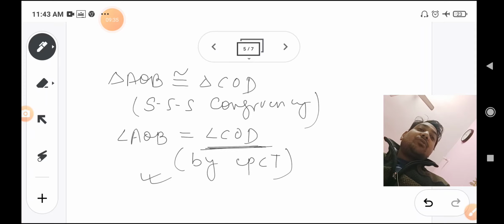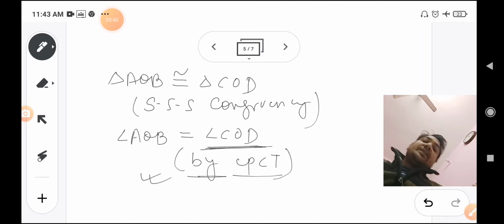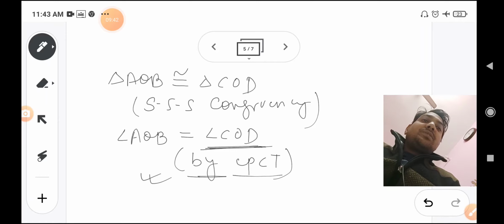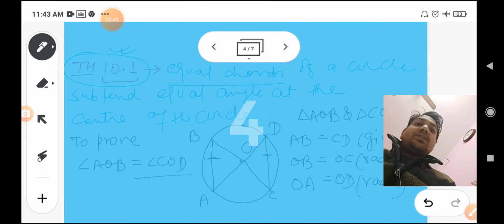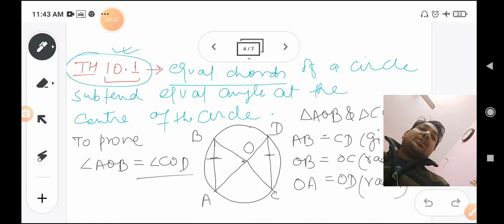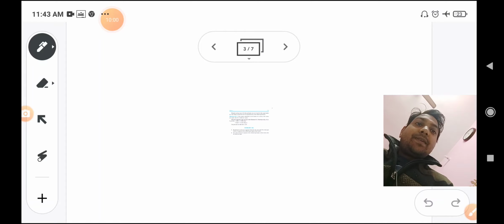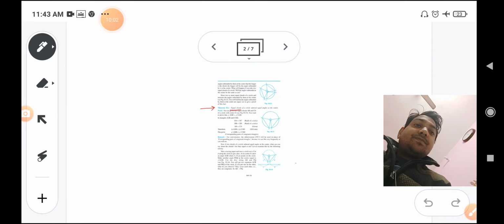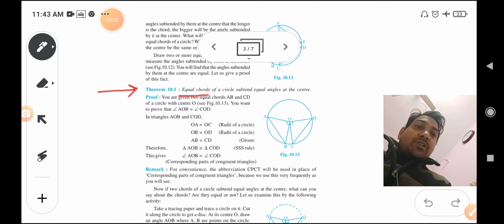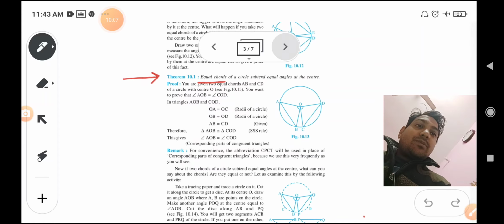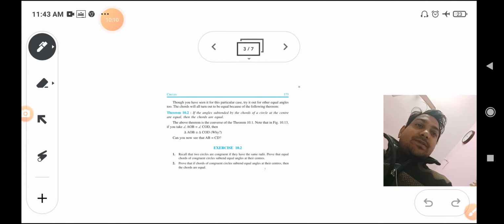And by congruency, what we did? We wrote by CPCT. Is it clear to everyone? So theorem number 10.1 is very important. Here we have seen how to prove it. Try by your own two or three times, it will be easily proved. Did you get it? Okay. Theorem 10.1 we have already covered. So coming to the next.